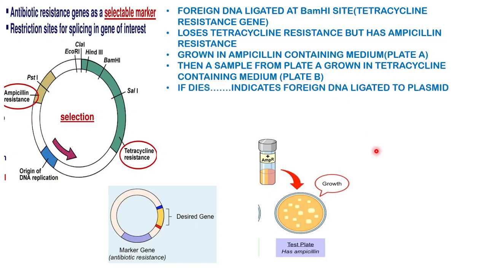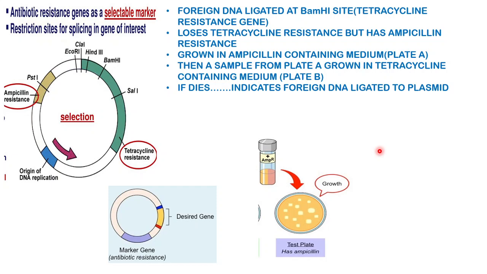Now, if the tetracycline-containing medium does not allow the growth of the bacteria, what does that mean? It means that the plasmid is not getting any resistance against tetracycline. That is why it died in the presence of tetracycline, because it did not get any protection against tetracycline.